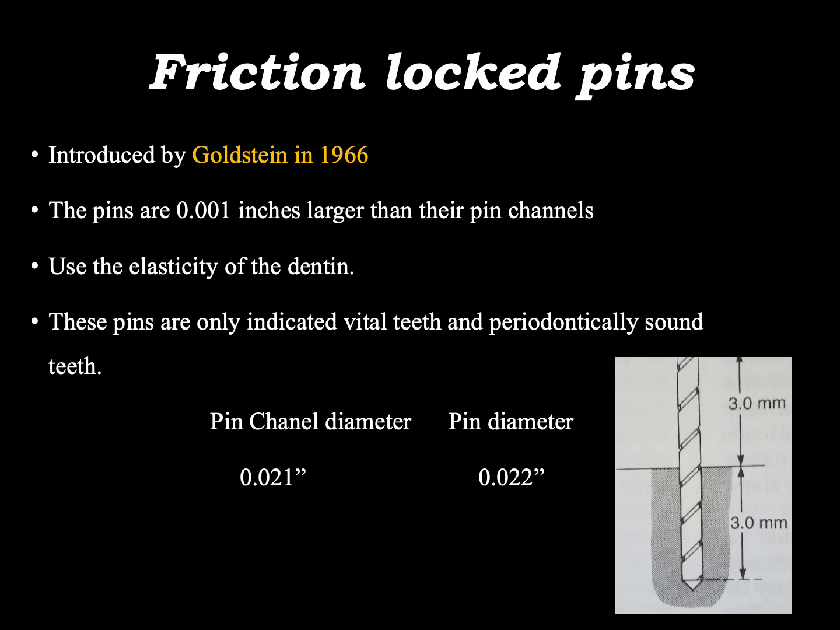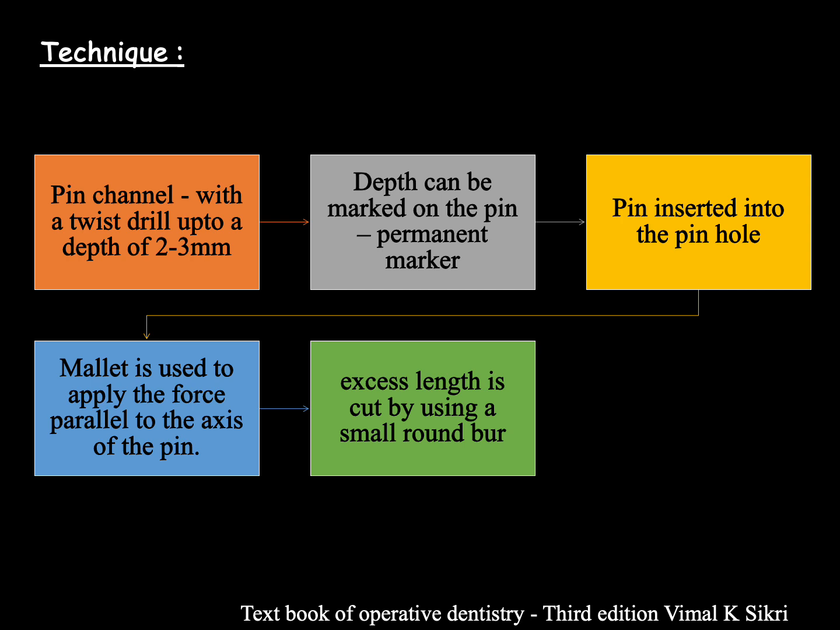Coming to the next one, which is the frictional locked pins. It was introduced by Goldstein in 1966. Here the pins are 0.001 inch larger than the pin channel. Previously we saw that the pins were smaller than the pin channel. Here it is larger, by 0.001 inch, than the pin channel. And here they use the elasticity of the dentine for the placing of the pin. It is generally indicated in vital teeth and periodontally sound teeth only.